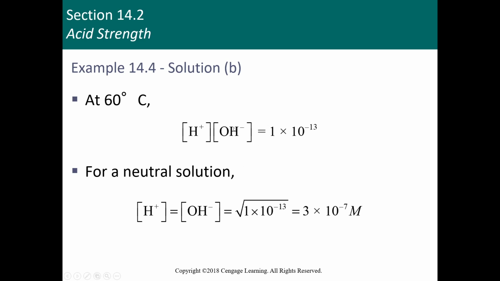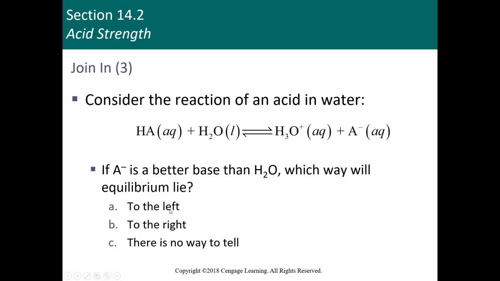So what we have is x squared equals 1 times 10 to the negative 13. Another way of saying that is the OH minus concentration equals the H plus concentration. These will equal the square root of our 10 to the negative 13, which is 3 times 10 to the negative 7th molarity. So both these concentrations, again, are equal.